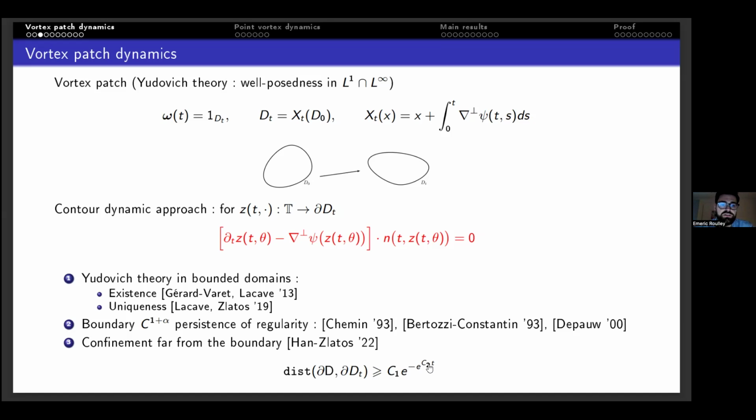Also, I mention the result of Chemin, Bertozzi, Constantin, where they proved that if the regularity of the initial boundary of the domain D0 is Hölderian, like C^(1+alpha), then it should remain C^(1+alpha) for all time. So they proved this result in R2, and Nicolas Depot proved it in bounded domains.